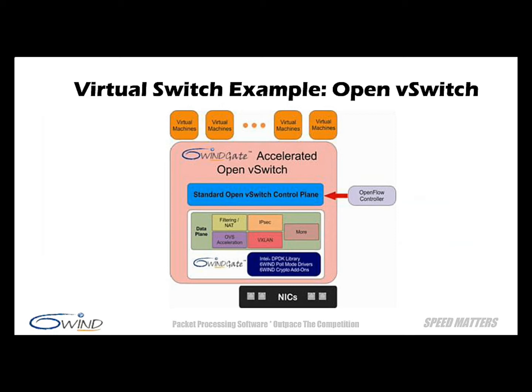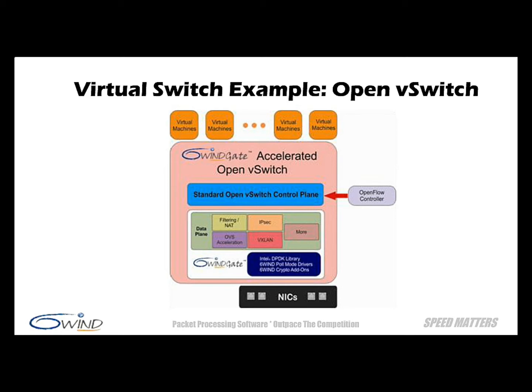6WINDGate leverages the Intel DPDK to receive and send packets efficiently and implements its own flow table to get the highest level of performance. And again, this does not require any modification to the standard Linux OVS control plane. In addition, you can combine OVS acceleration with other FastPath protocols such as VXLAN, NAT filtering, IPsec, and more to provide enhanced services at the hypervisor level. And to solve the communication bottleneck between the hypervisor and the virtual machine, 6WINDGate provides a DPDK fast vNIC PMD driver that gives the highest possible throughput.